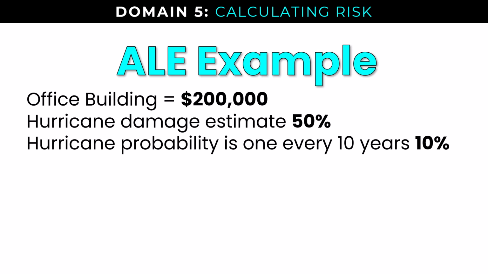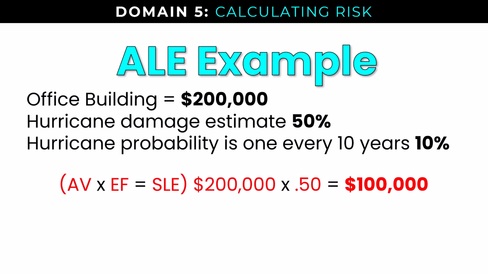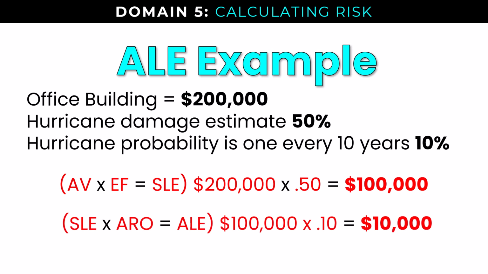So we'll start by calculating our single loss expectancy. We have a $200,000 asset. Damage is 50%. That's an exposure factor of 50% or 0.5. That means our single event total, our single loss expectancy, is $100,000. However, we say that a hurricane only occurs with a 10% probability once every 10 years. So let's calculate our annualized loss expectancy. We take that single loss expectancy of $100,000 times that 10% annualized rate of occurrence, which gives us an annualized loss expectancy of $10,000 a year.